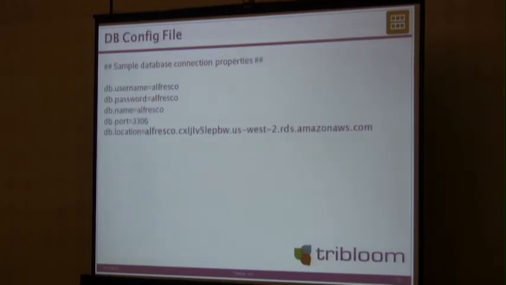So the DB config, pretty straightforward. This is just a little bit of an enhanced version of what's in the sample file of Alfresco global properties as it ships. We have the username, password, the location of the database, as in the server, and the port, and the name of the database to connect to.